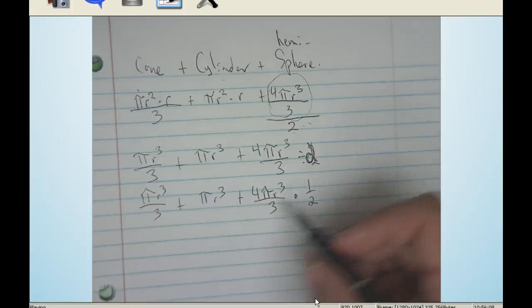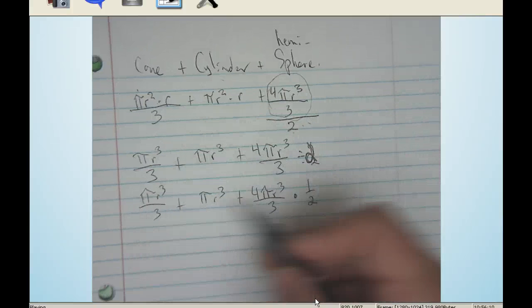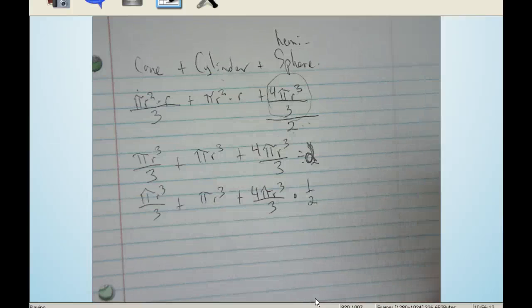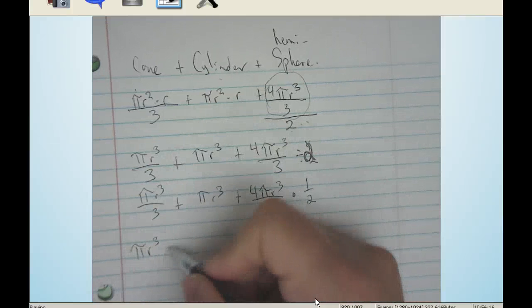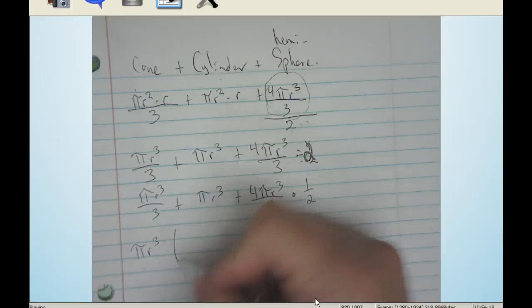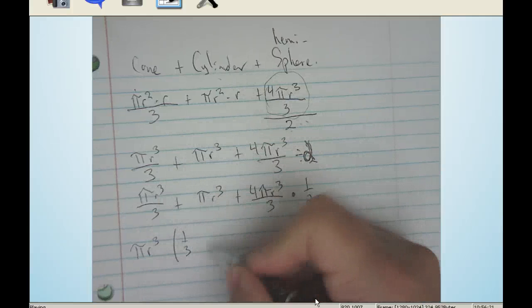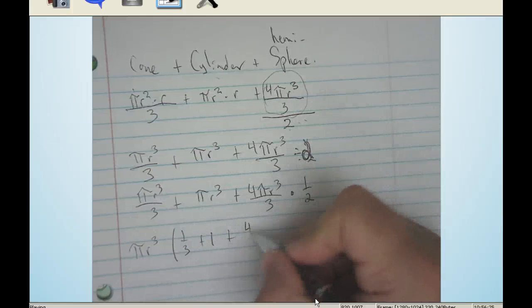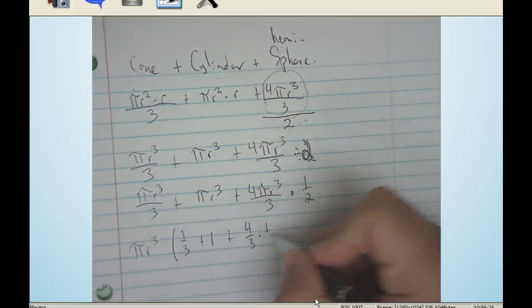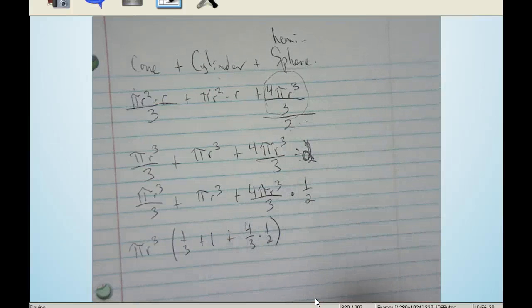So what we can see here is that we have pi r cubed in common in all of these terms. So I would pull that to the side. Pi r cubed is to the side. And then what's left inside? I have 1/3 plus 1 plus 4/3 times a half. That's kind of easy to do.